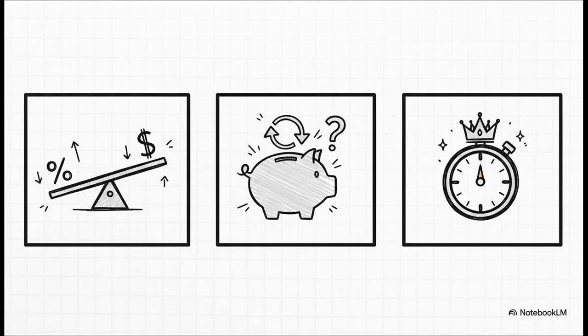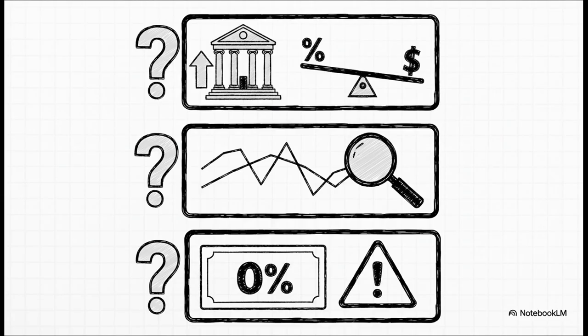Number 2, YTM's big flaw. Its promised return depends on a totally unrealistic assumption about reinvesting your coupons. And number 3, and this is the big one, duration is king. If you want to know a bond's real interest rate risk, you look at its duration. Period. And with that in mind, here are 3 questions you should be totally ready to crush.